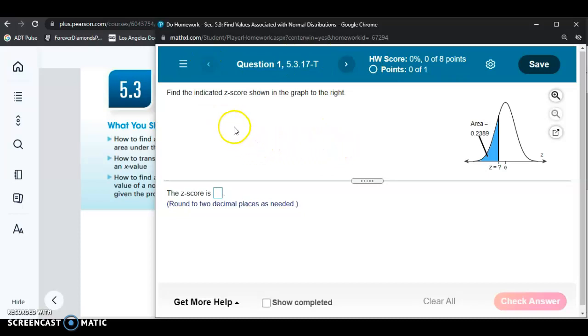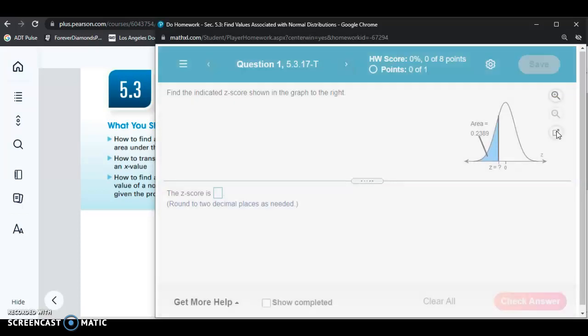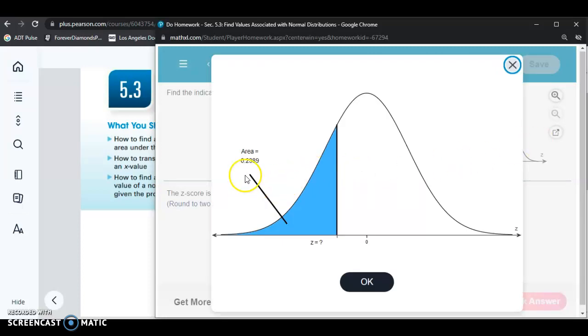It says we're going to find the indicated z-score in the graph shown to the right. So we have the graph of the standard normal distribution. And we know that this is the standard normal distribution because along the horizontal axis we have the z-scores. So we want the z-score with an area of 0.2389 to its left. We're given the area to the left of the unknown z-score, and we're going to go find this unknown z-score.